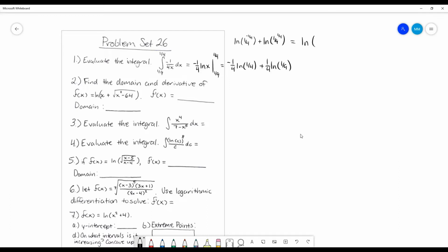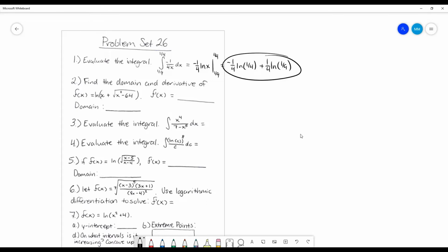Those exponents throw it off, huh? Okay. Well, in this case, I think I'm going to leave it as it is, actually. If this wasn't negative, I'd be less confused. But we're going to leave it as that. That's our answer. You could plug that into a calculator for a numeric result if you need to.